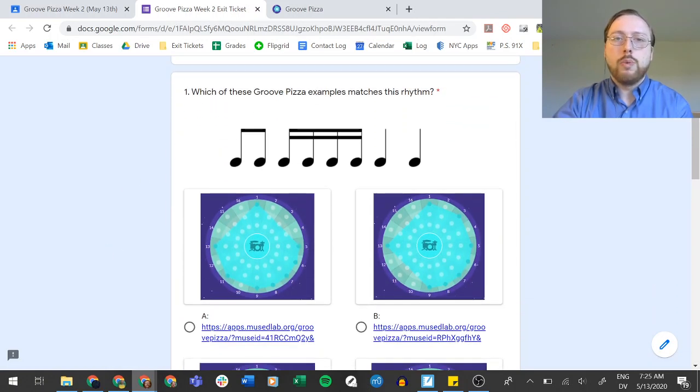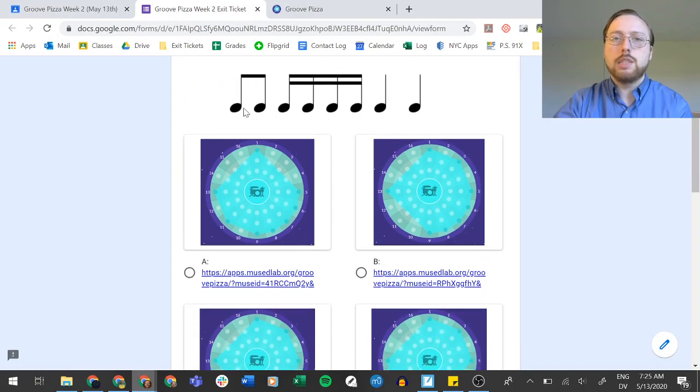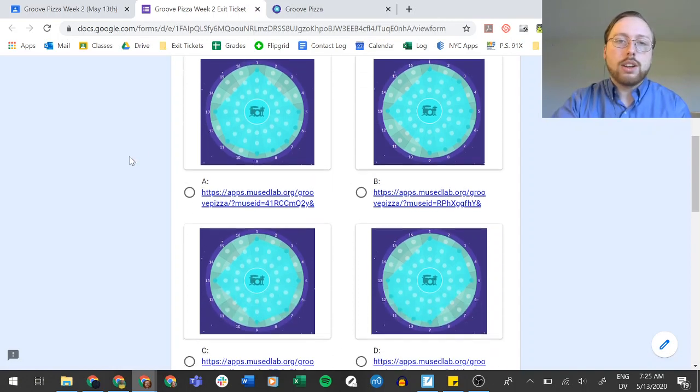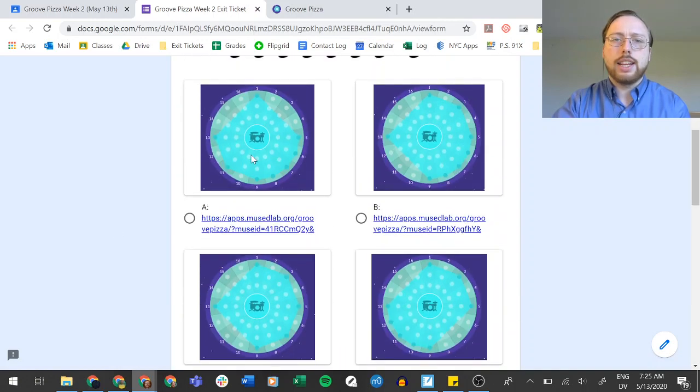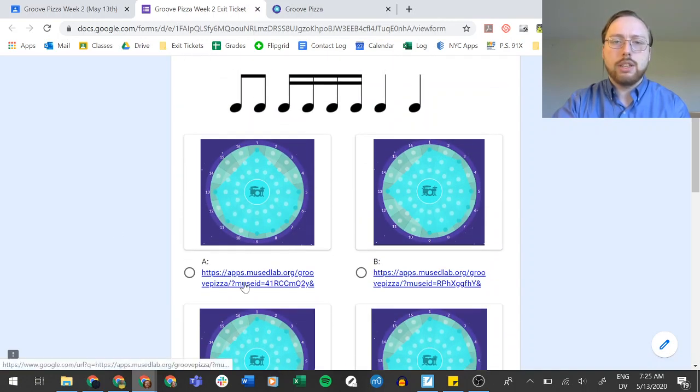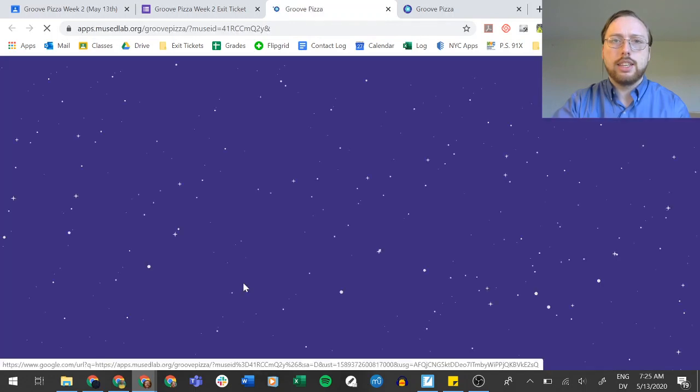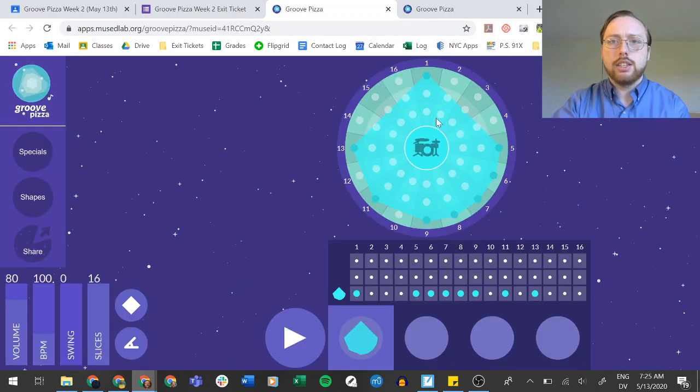Number 1, which of these Groove Pizza examples matches this rhythm? Let's speak the rhythm together. Ready, go. Ti, ti, tikka, tikka, ta, ta. So there are 4 examples here. I've put the pictures so you can look. And I put links that will hopefully take you to the same sound. So if I click this link, it should take me to the same rhythm here.